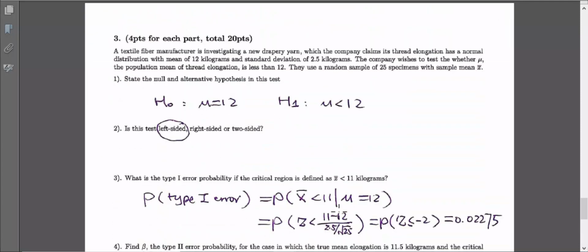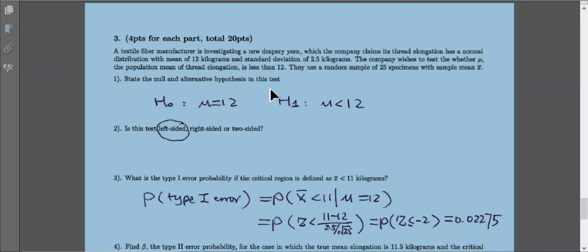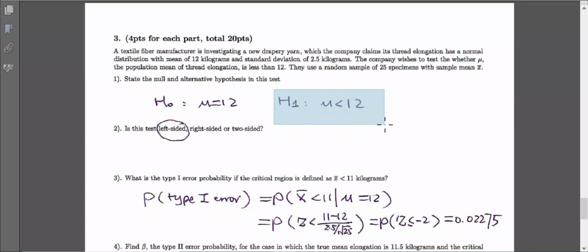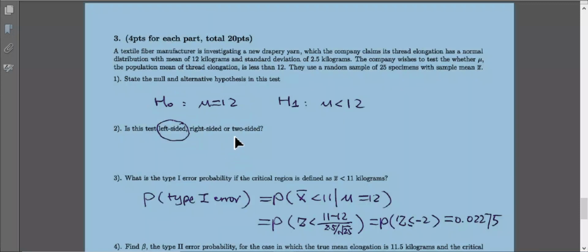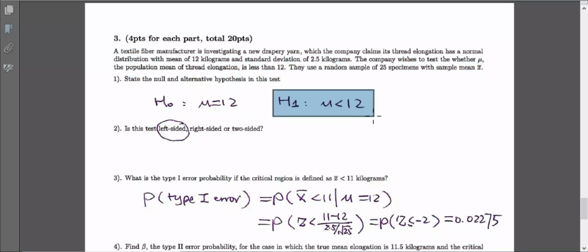Alright, the last one is about section 1 of chapter 9, about the basic setup of the hypothesis testing. So in this case, because we want to know whether this mu is less than 12 or not, that's why our alternative is mu less than 12. Of course, the null hypothesis is easy, right? Mu equals 12. So obviously this is a left-sided test because the alternative is this.